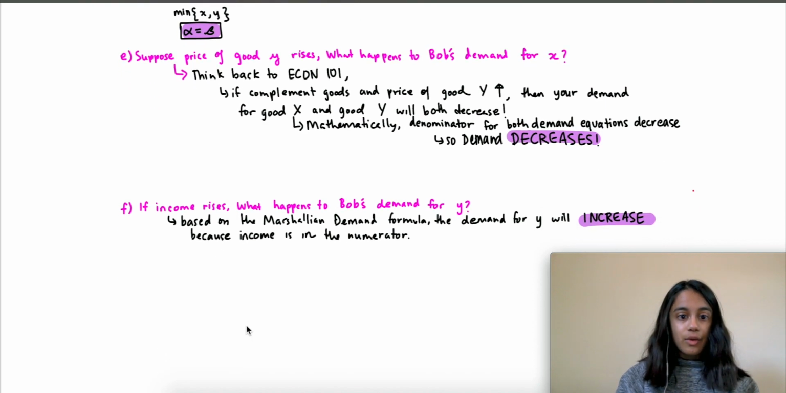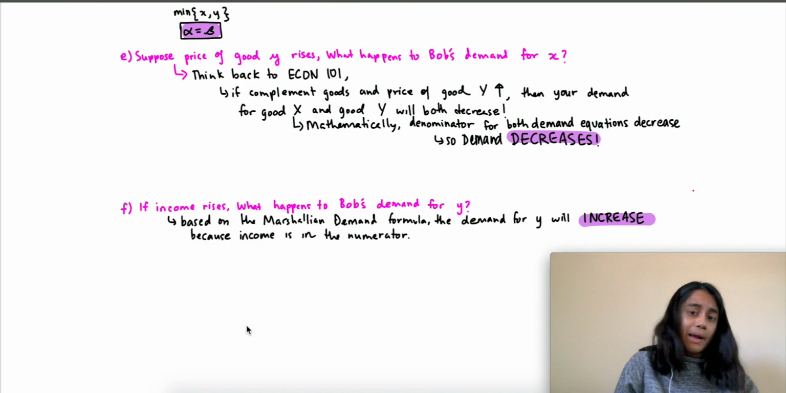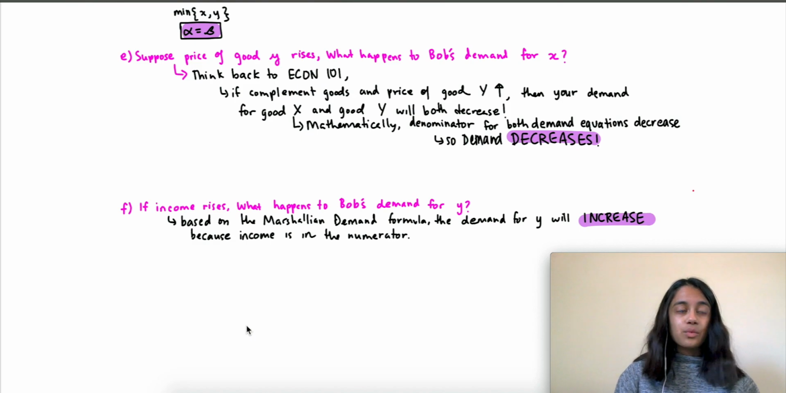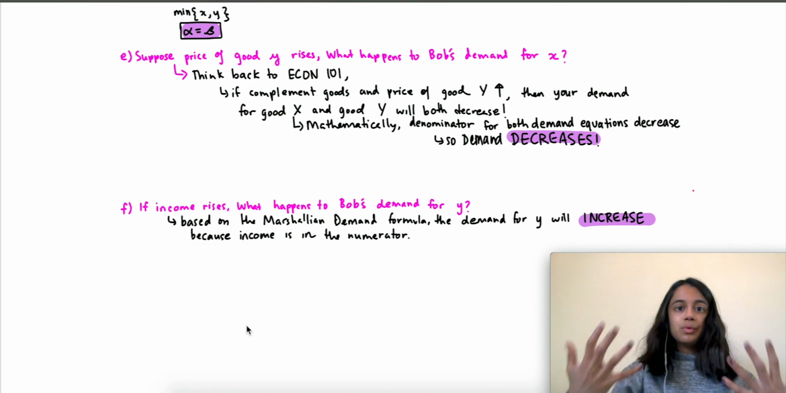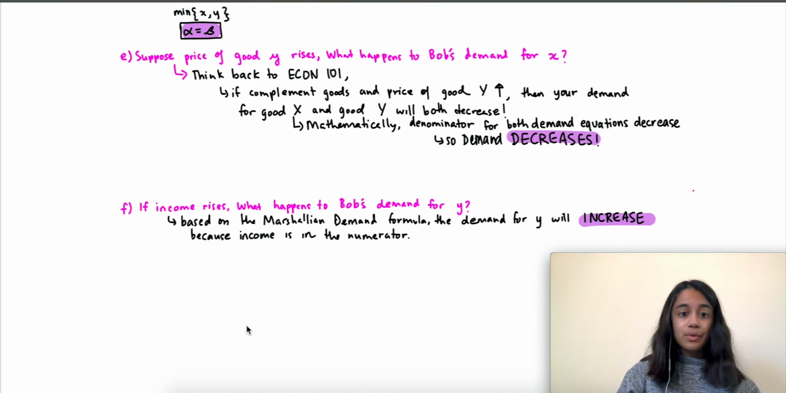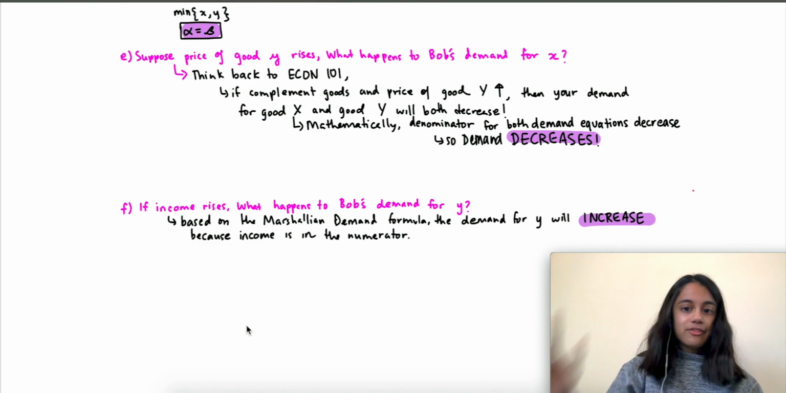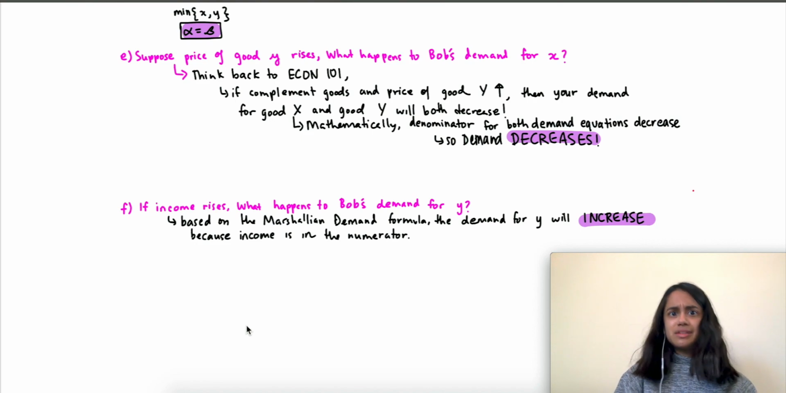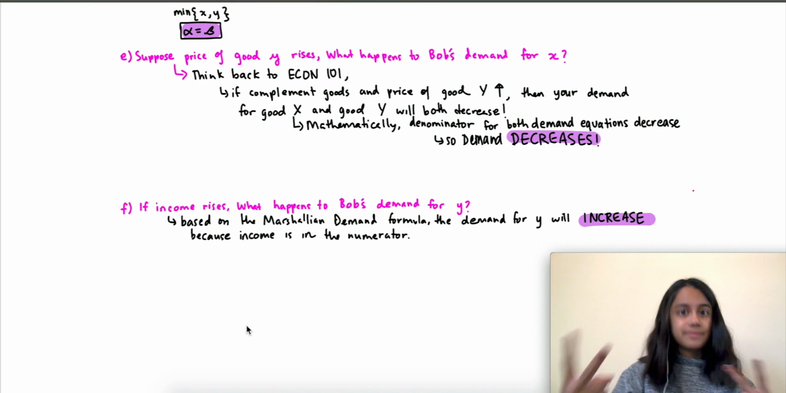Now here, the other question is, if income rises, what happens to Bob's demand? If income is rising, I have more money in my pocket, that means I can buy more goods. Now, if X and Y go together, that means I'm going to buy both X and Y together, and it will both increase. So the demand for Y will increase, but just know that demand for X also will increase because they go hand in hand. So, yeah, thank you.